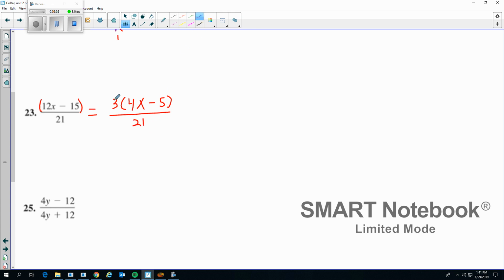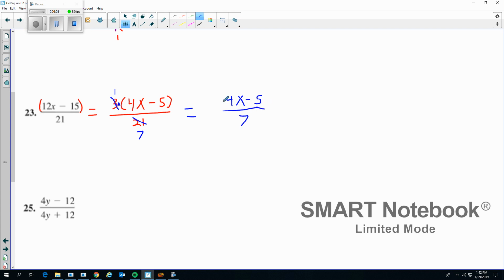And so what we can do here is, the 4x minus 5, it's either all or nothing inside that parentheses. So either that can cancel, either you have the same thing on bottom or you don't, and we don't. So we're going to leave that alone. But the 3 and the 21 are both reducible by a factor of 3, so we're going to reduce that. 3 to a 1 and then 21 to a 7. So our final result, you're going to have a 4x minus 5 all over 7.